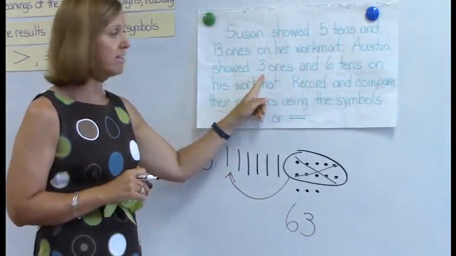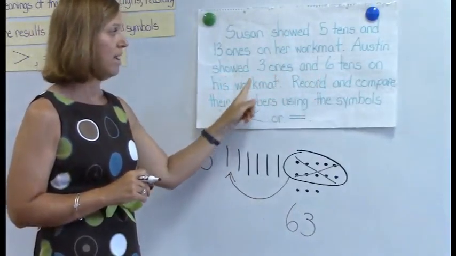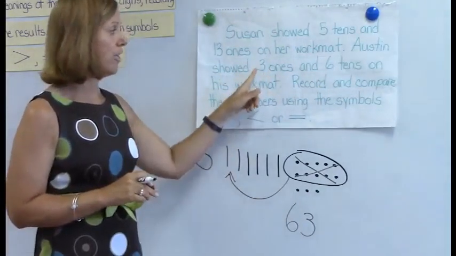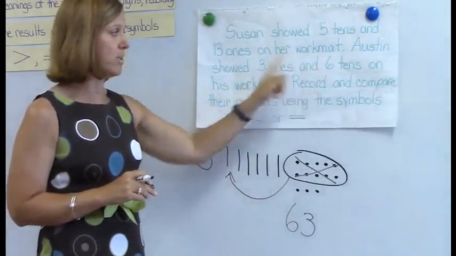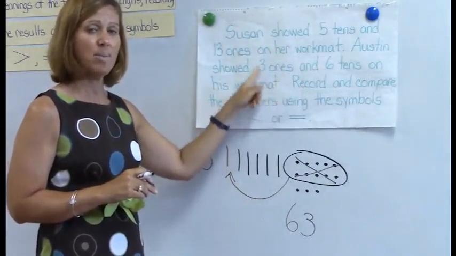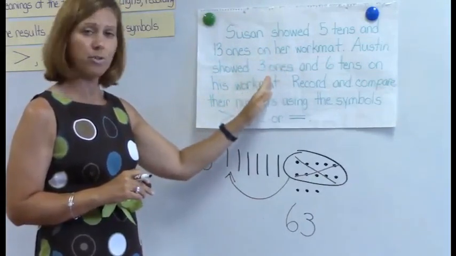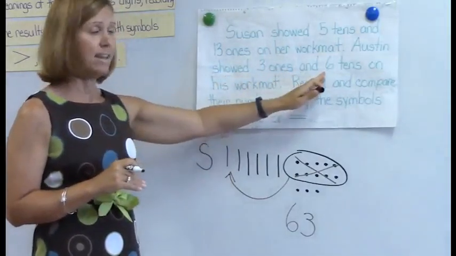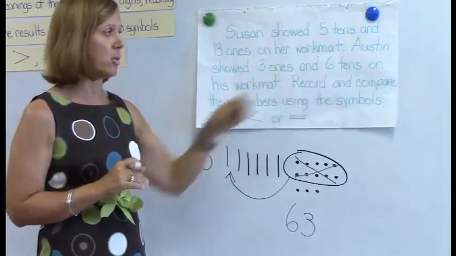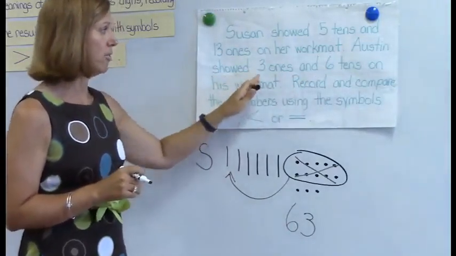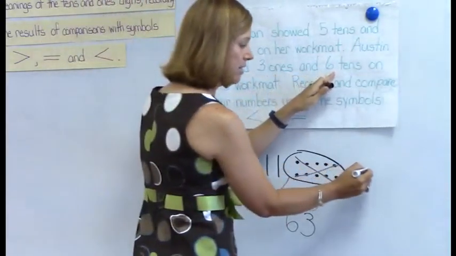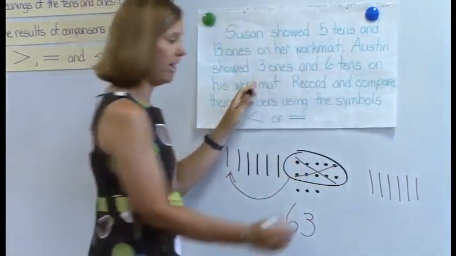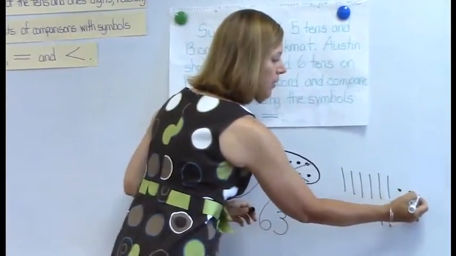Austin showed 3 ones and 6 tens on his work mat. Now, you'll notice that I have listed the ones first. Many children will think that Austin's number is 36 because they will just assume that the 3 is talking about the tens. But I purposely put the ones first so students can really focus on close reading. So, since tens are larger, I always tell my students to start with the tens, even though the ones come first. So Austin has 6 tens, 1, 2, 3, 4, 5, 6, and 3 ones, 1, 2, 3.